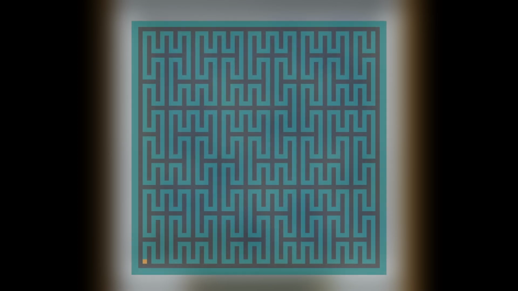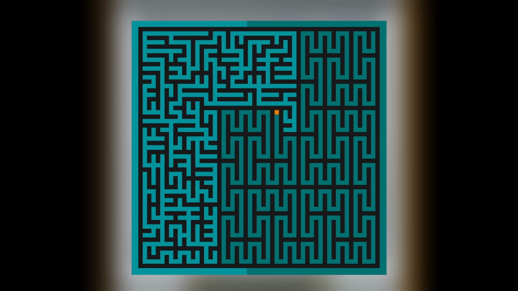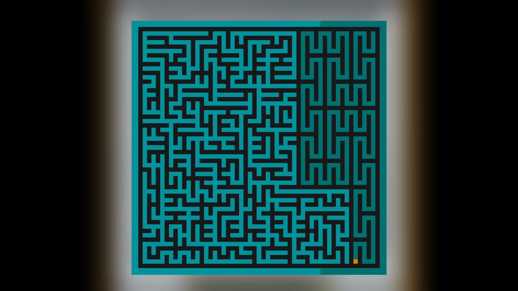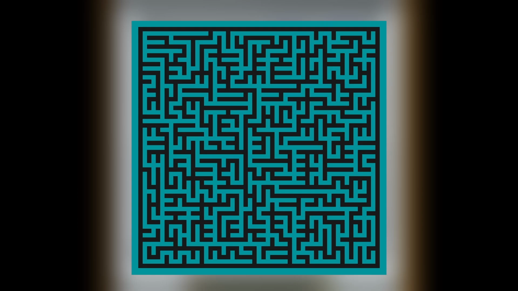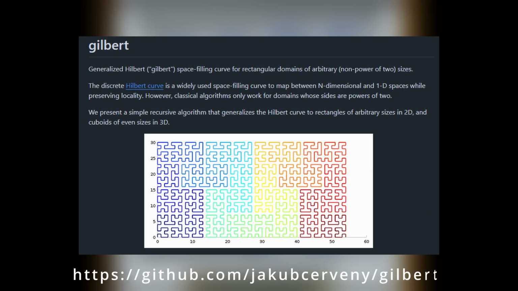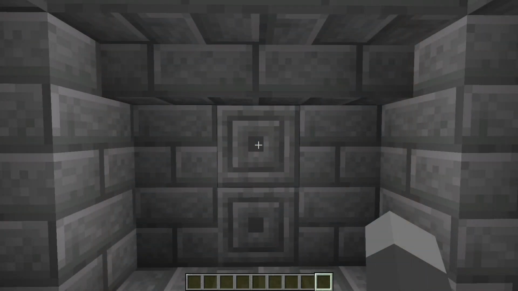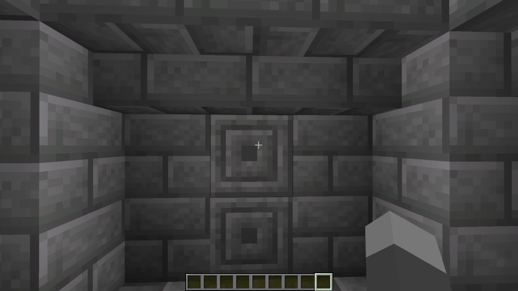The main drawback to this maze is that it only works on square mazes where the side lengths are a power of 2. This can be worked around by choosing a different space-filling curve instead of the Hilbert curve, such as the piano curve, which works on squares with side lengths that are powers of 3, or the Gilbert curve, which is a generalization of the Hilbert curve for any 2D rectangle. That's it for the explanation of how this algorithm works.